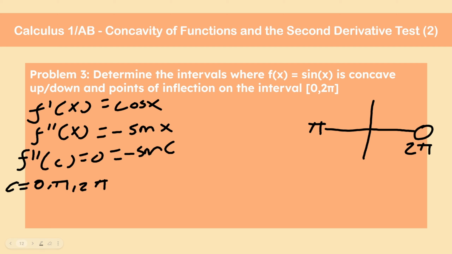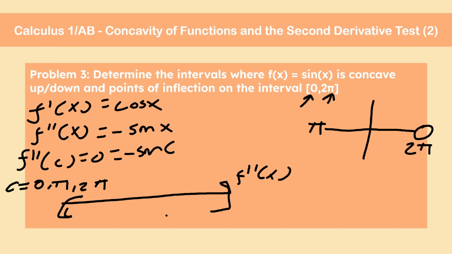But since 0 and 2 pi are already on the boundary, we don't have to consider them, so we can just draw the number line like this. So we have the second derivative of x from 0 to 2 pi, and the only thing between them will be pi. And we're going to test values in between these two to see if the function is concave up or down. So let's plug in pi over 2.